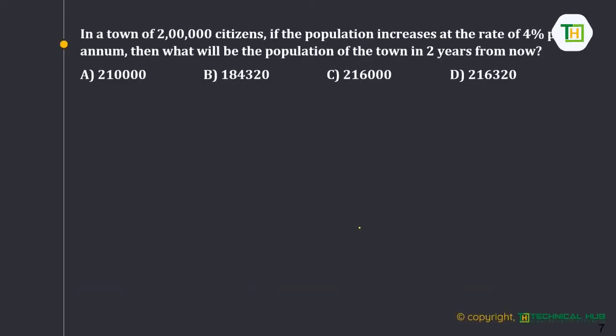Yes. The next question. In a town of 2 lakh citizens, if the population increases at the rate of 4% per annum, then what will be the population of the town in 2 years from now? After 2 years, what is the population, it asks. So every year it increases by 4%.